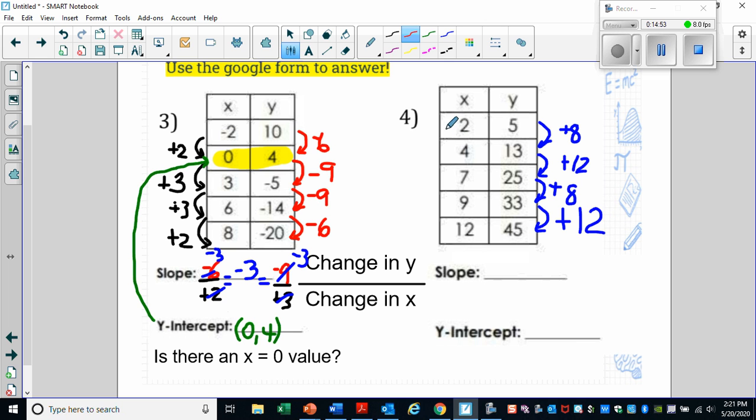For the x's, we originally go up 2 to 4. So that's plus 2. But notice from 4 to 7, we go up by 3. 7 to 9, that's only up 2. Then from 9 to 12, we go up 3.